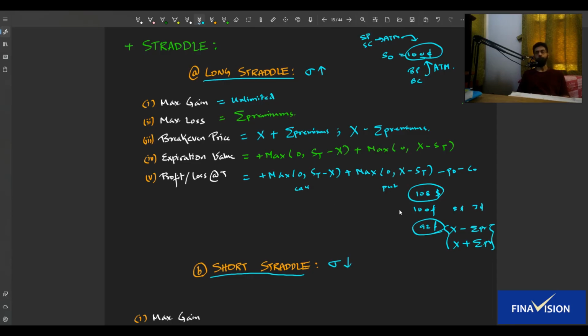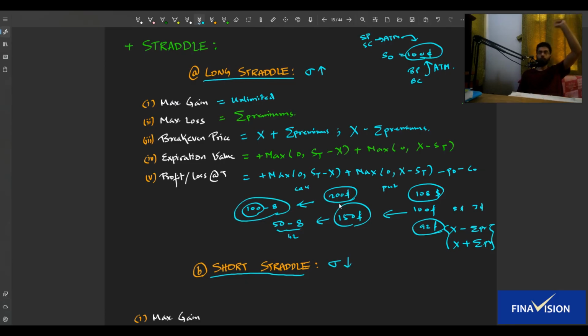Maximum gain is unlimited. Let's say this stock price went to 150 at expiry. This means the total gain is 50 minus the sum of the premiums, which is $8. This is equal to 42. Now instead of 150, it can also go up to 200, right? In extraordinary cases, it can also go up to 200. In that case, the gain will be 100 minus the sum of the premiums. 100, why? Because the strike is 100, so 200 minus 100 is 100. 100 minus 8. This is the total gain when the price moves to 200. That is 100 above the strike price, right?